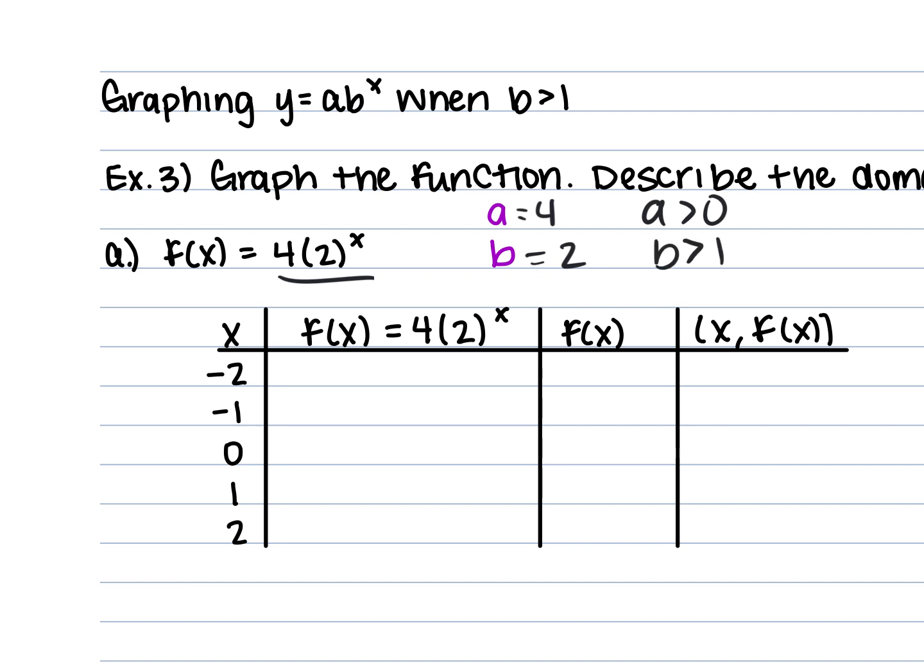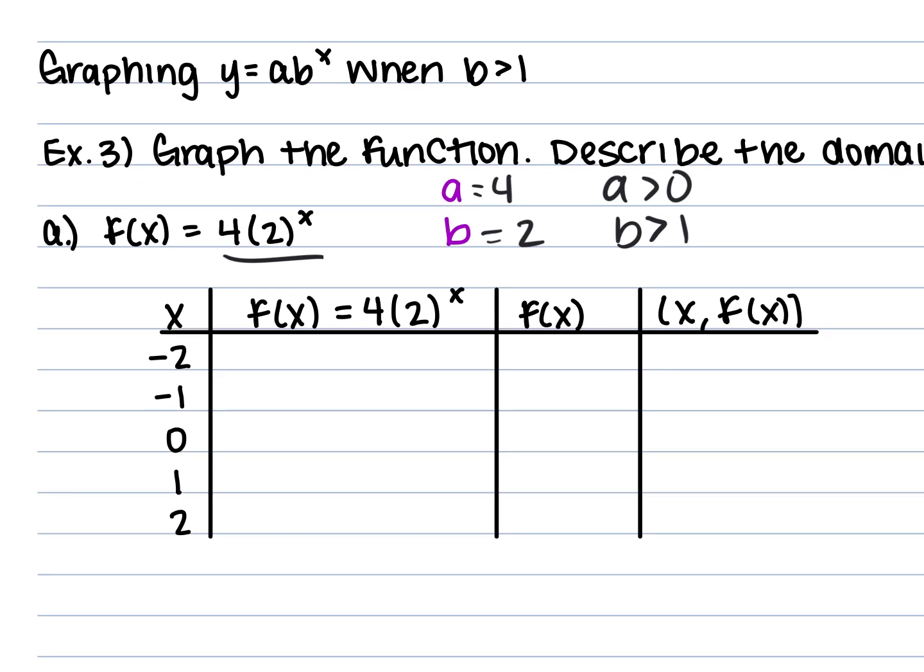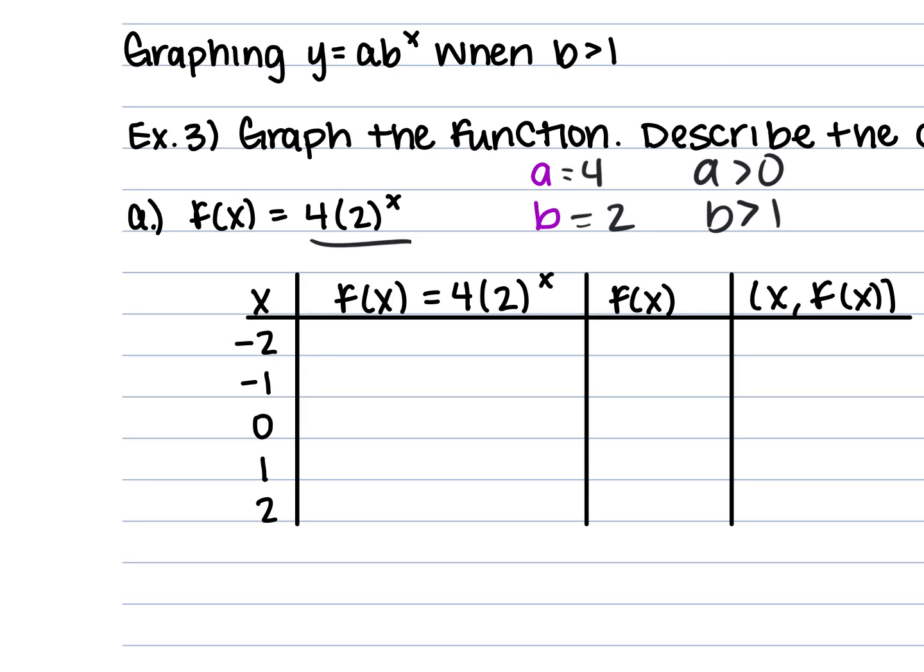B is larger than 1. So check this out. Go back to the very first 4 graphs that they did. So let's plug in -2. We're going to evaluate our function when x is -2. So f of -2 equals 4 times 2 to the -2 power.